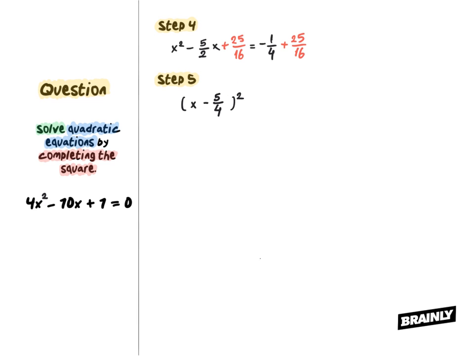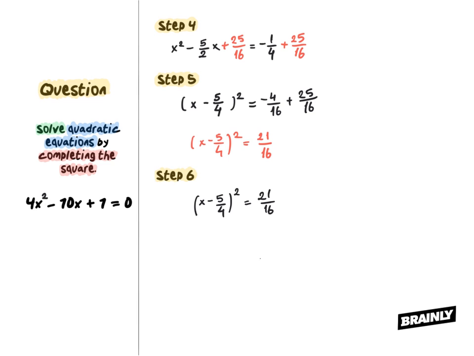On the right side, we need to get common denominators to simplify our fraction. So I would have to multiply top and bottom of the first fraction by 4. So that would give me negative 4 over 16 plus 25 over 16. So x minus 5/4 quantity squared. So we got common denominators, negative 4 plus 25 will give us 21 over 16.